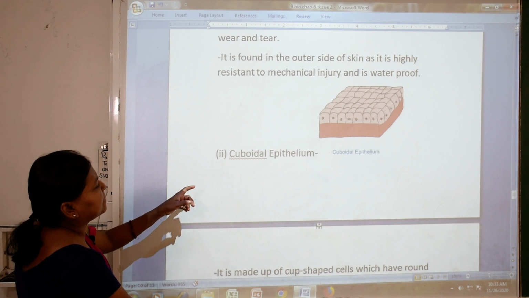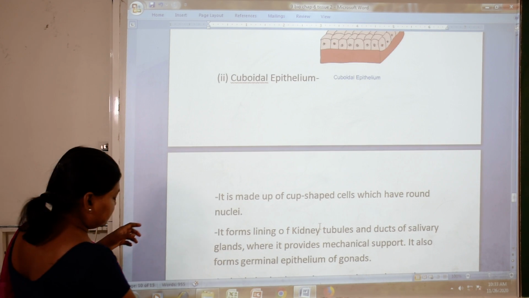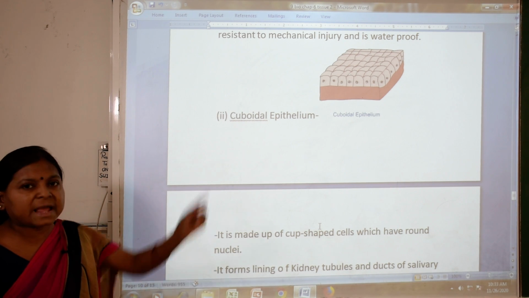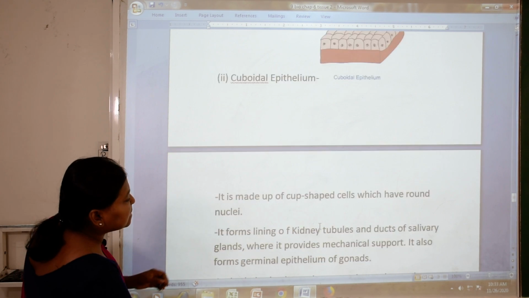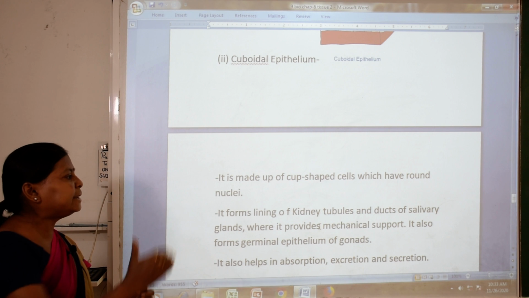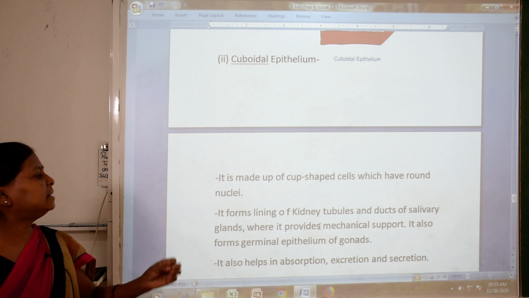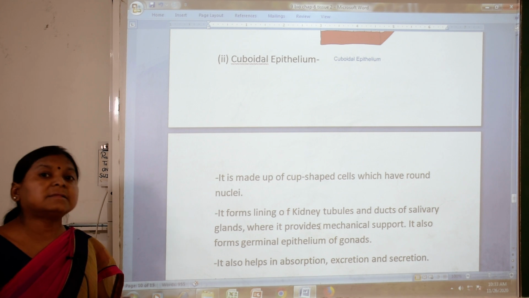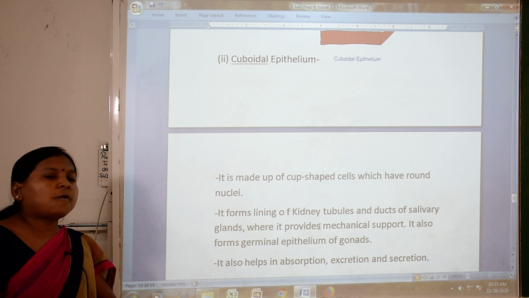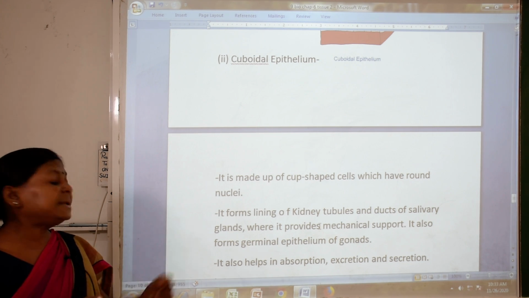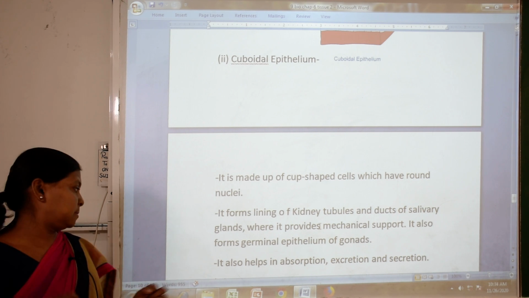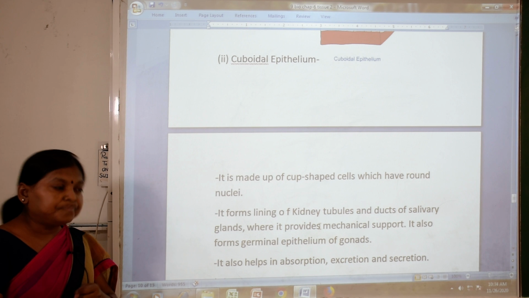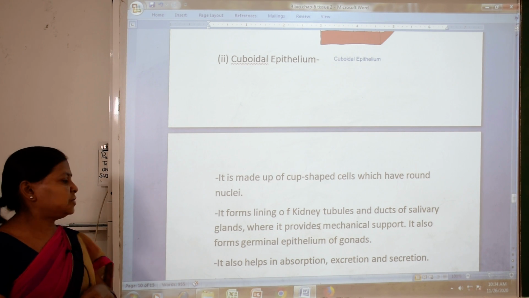Cuboidal epithelium, the third one. It is made up of cube-shaped cells which have round nuclei. It forms linings. Where? In the lining of kidney tubules and the ducts of salivary glands, where it provides mechanical support. It also forms the germinal epithelium of gonads. It helps in absorption, excretion and secretion.